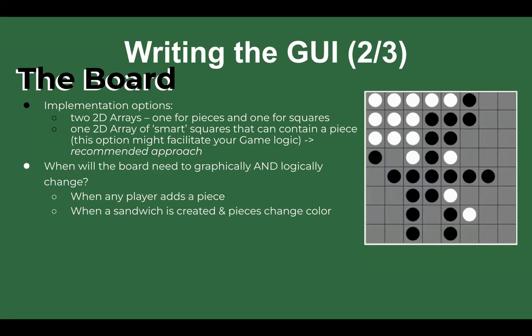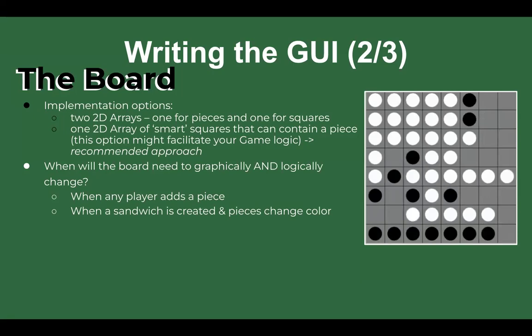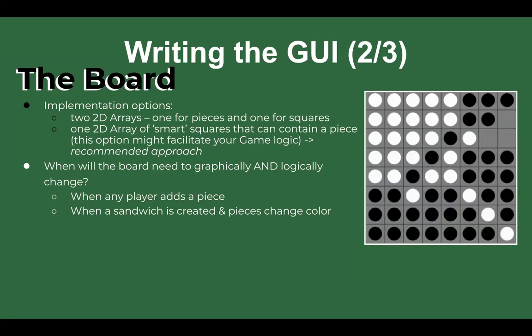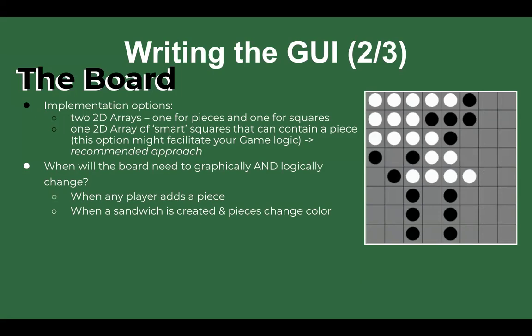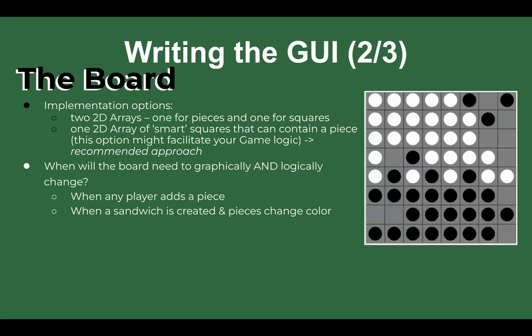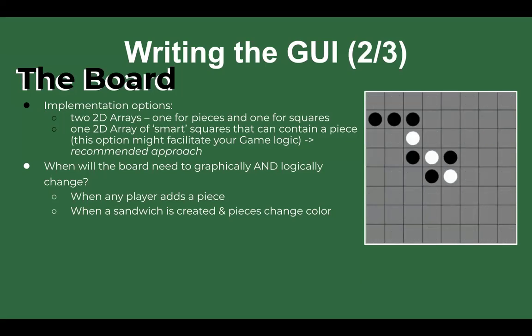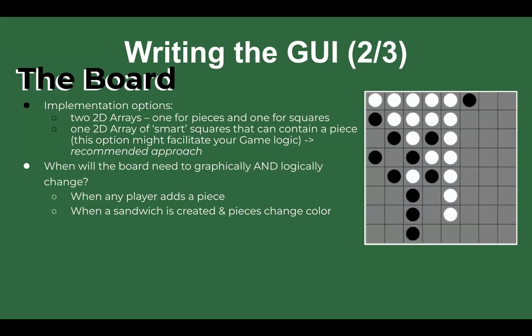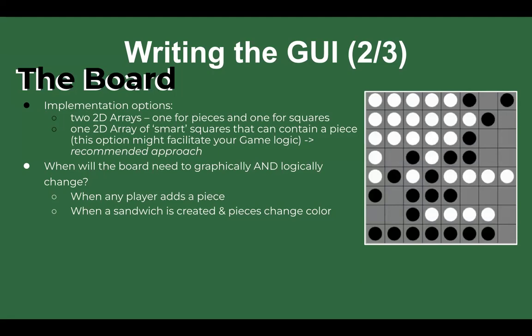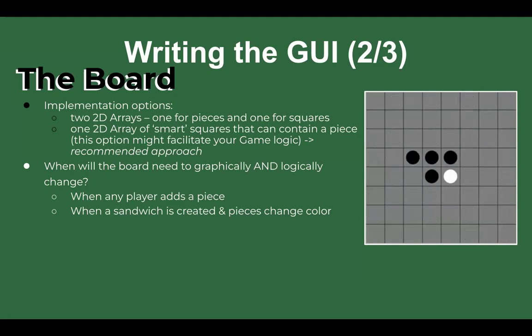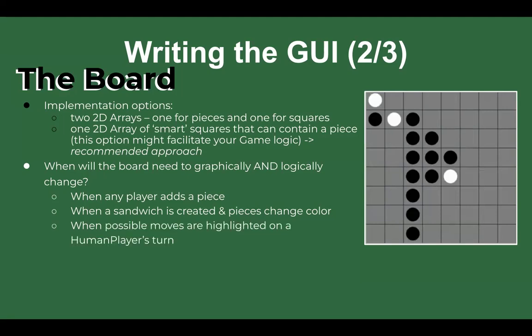If I'm black and I put a black piece down, and it creates a sandwich where there are white pieces in between two black pieces, then I flip those white pieces to become black. That's the main rule of the game. So when that situation happens, we need to flip pieces, and that is another time when we'll need to change it graphically and logically, so that the pieces actually change color, but also logically we know that they're changing color as well, so that future sandwiches don't get affected by that.